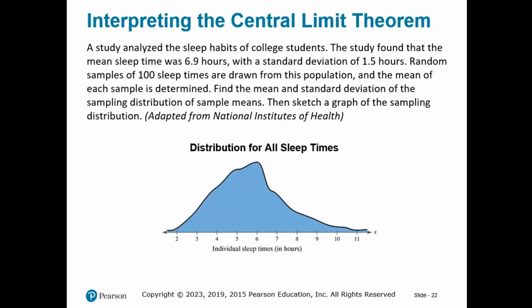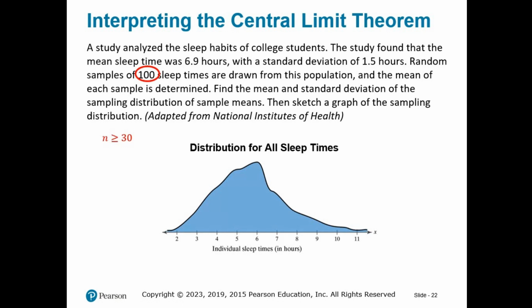So first of all, don't let the shape of this distribution scare you. We know we're working with the central limit theorem, so we're likely going to be working with a normal distribution. But let's check the conditions. Part 1, are we drawing a sufficiently large sample size? Yes, 100 sample sleep times. That is greater than or equal to 30.